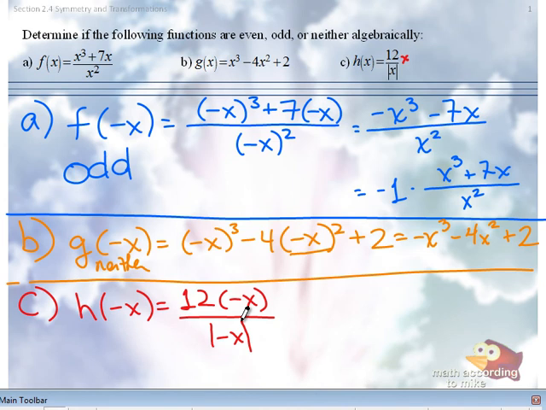Okay, before we simplify it together, who votes even? Who votes odd? Who votes neither? One of those groups is correct. Now, the correct answer is odd. But let's talk about the correct reason why. Because I don't care about the answer, I care about the reasoning.